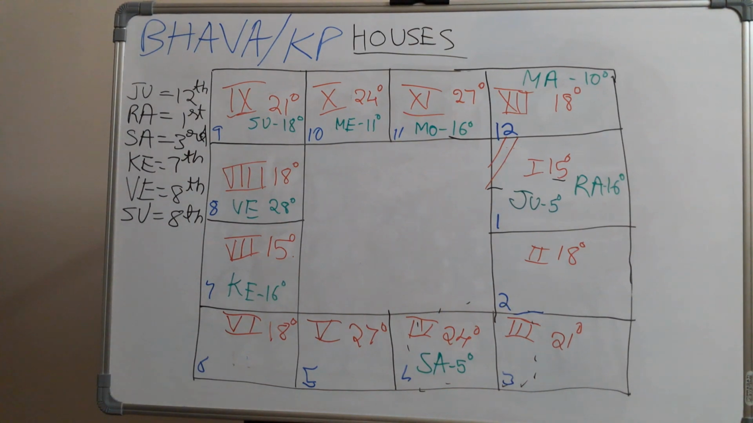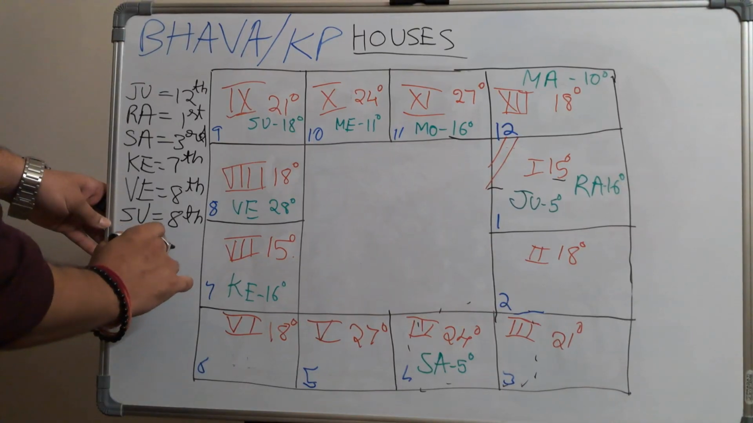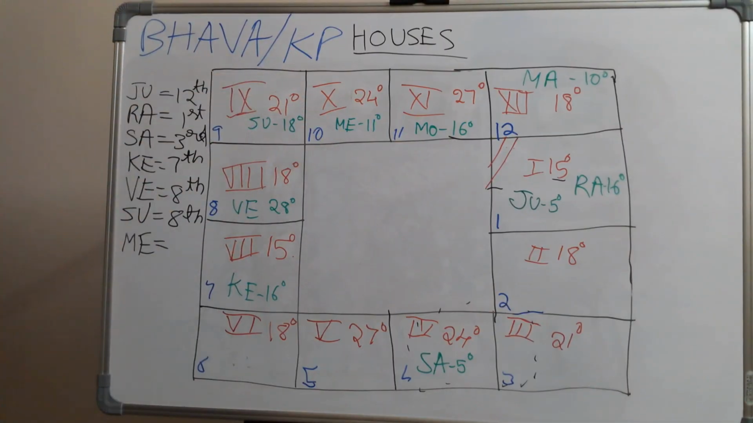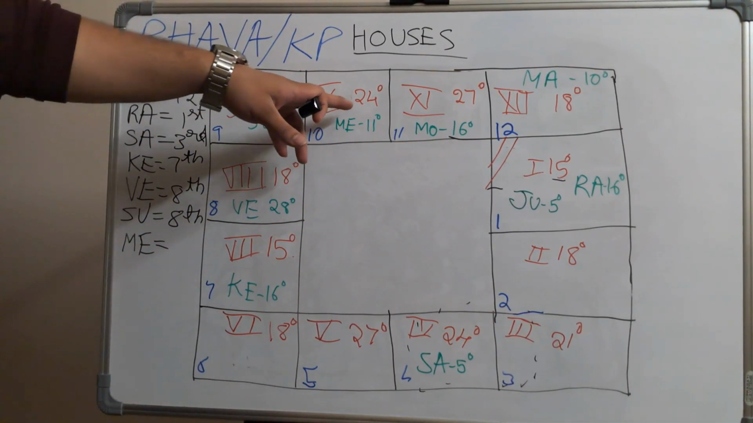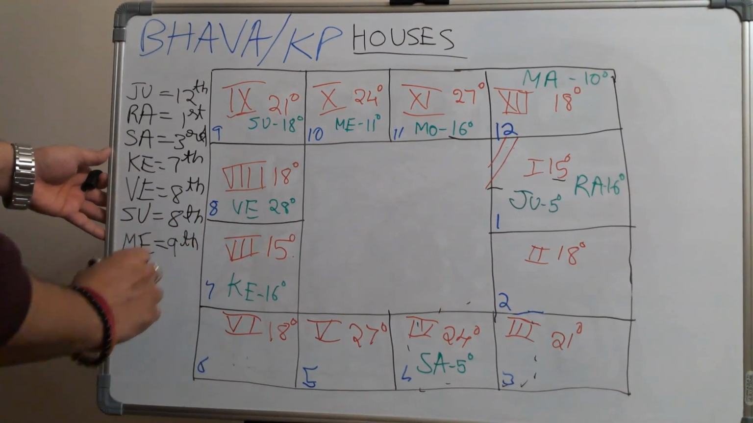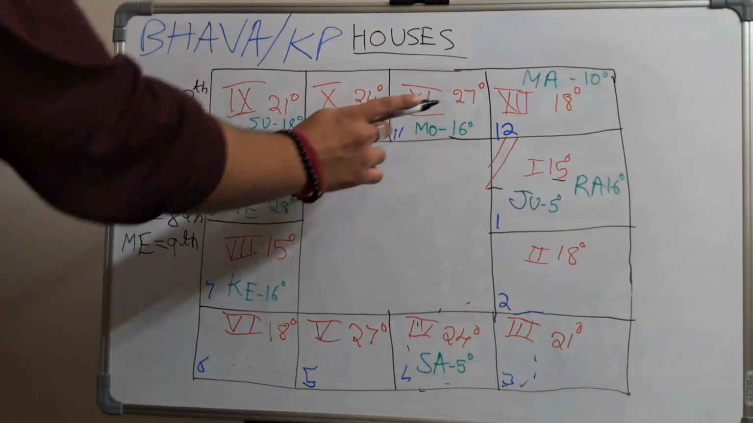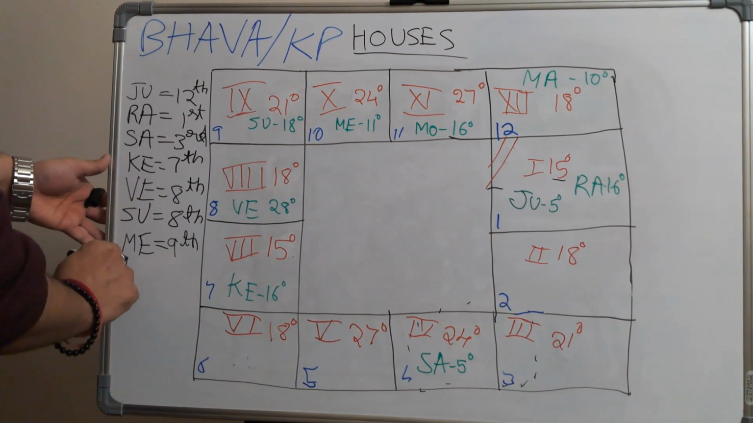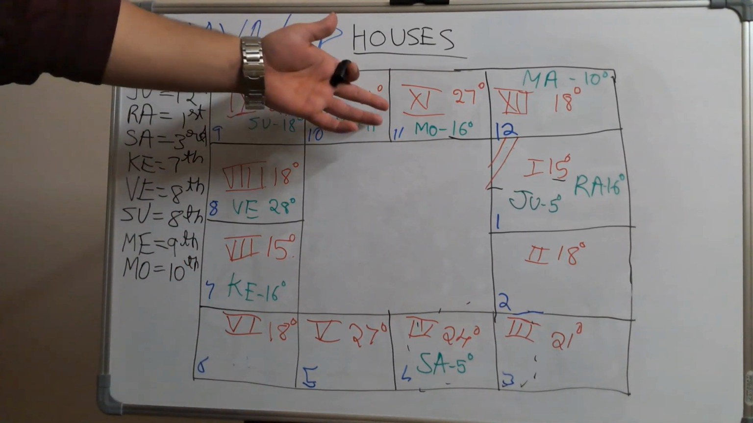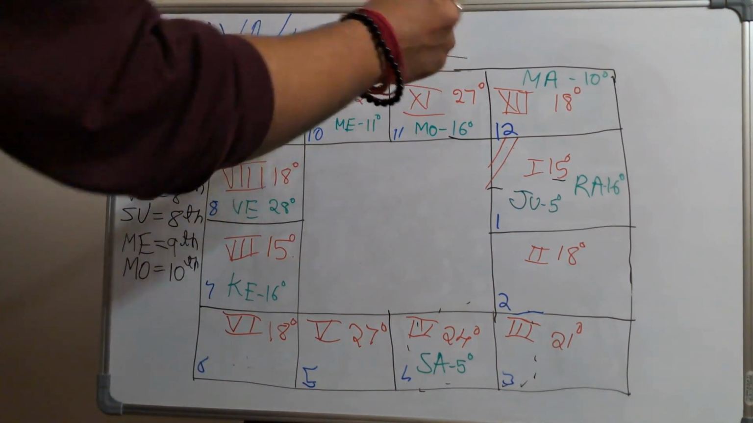Now coming to Mercury. Mercury is shown in the 11th with 11 degrees, and the 10th house is showing 24 degrees. So Mercury is in the 9th house. And Moon is 16 degrees and the 11th house is 27 degrees. So Moon is in the 10th house. Even though it is written next to the 11th, the degree is lower. And coming to Mars.